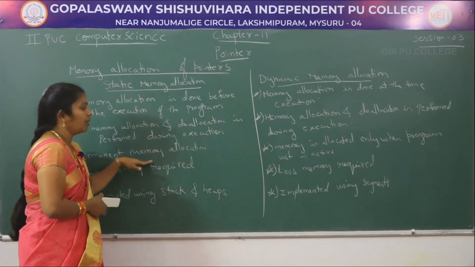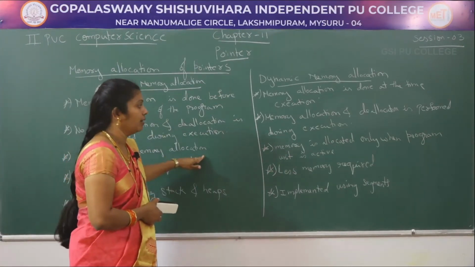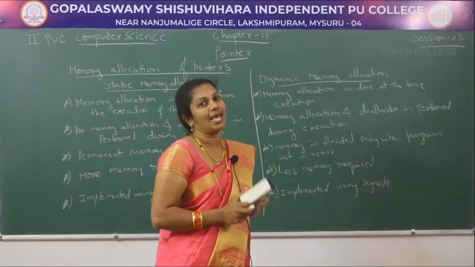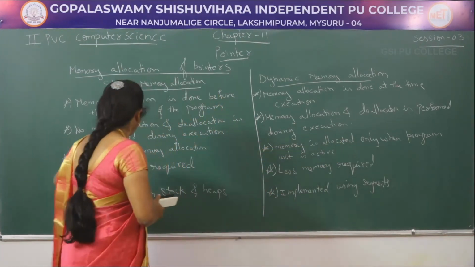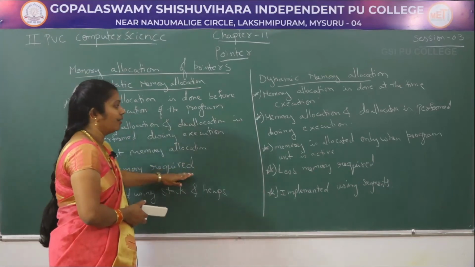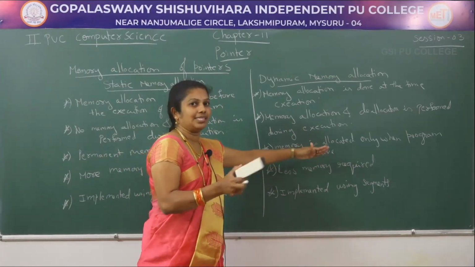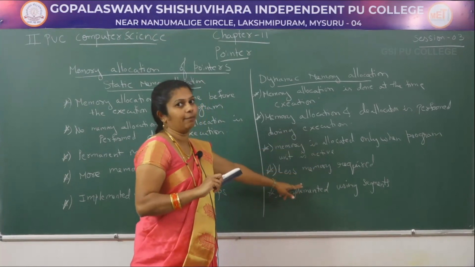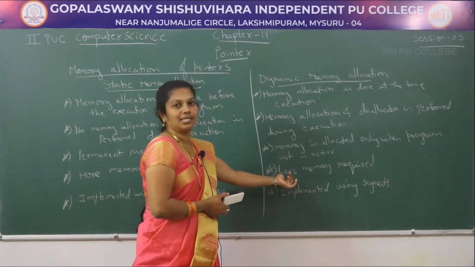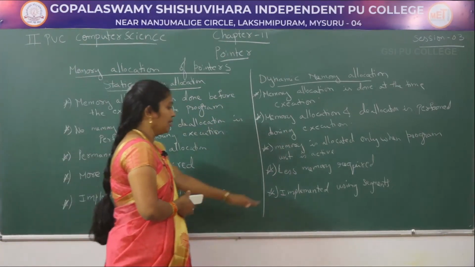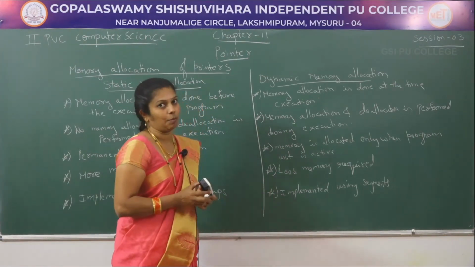Then permanent memory allocation is required here. Here memory is allocated only when the program unit is active. And here more memory is required, whereas here less memory is required, because the same space can be utilized by other variables. That's why it takes less memory. And this is implemented using stack and heaps, and here implemented using segment.